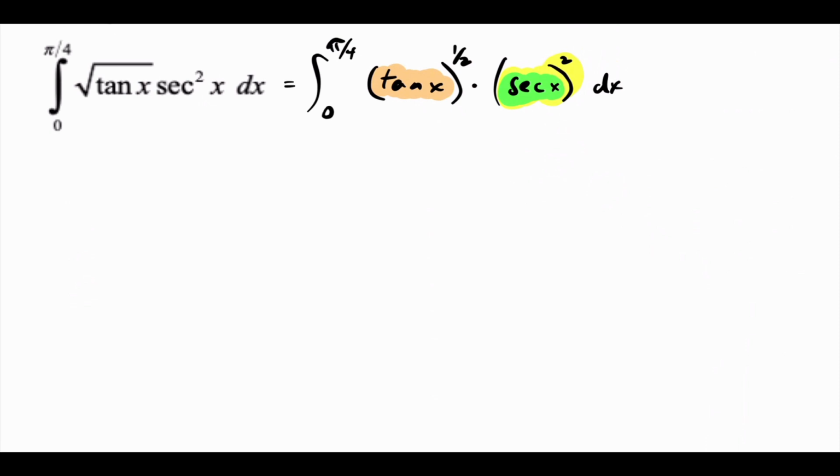What's the derivative of tangent? Secant squared. So if I make tangent u, it's gone. Is its derivative in there? Yeah, that's the guy I want to go with. When that happens, that's the guy I want to go with. I want to go with the guy whose derivative is also in the original equation. That's tangent.